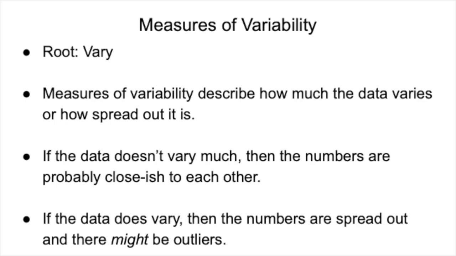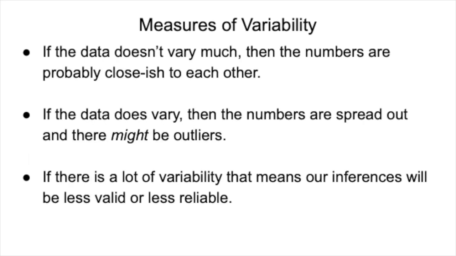If the data doesn't vary much, then the numbers are all probably close or close-ish to each other. If the data does vary, then the numbers are spread out and there might be outliers. If there's a lot of variability, that means our inferences will be less valid or less reliable.